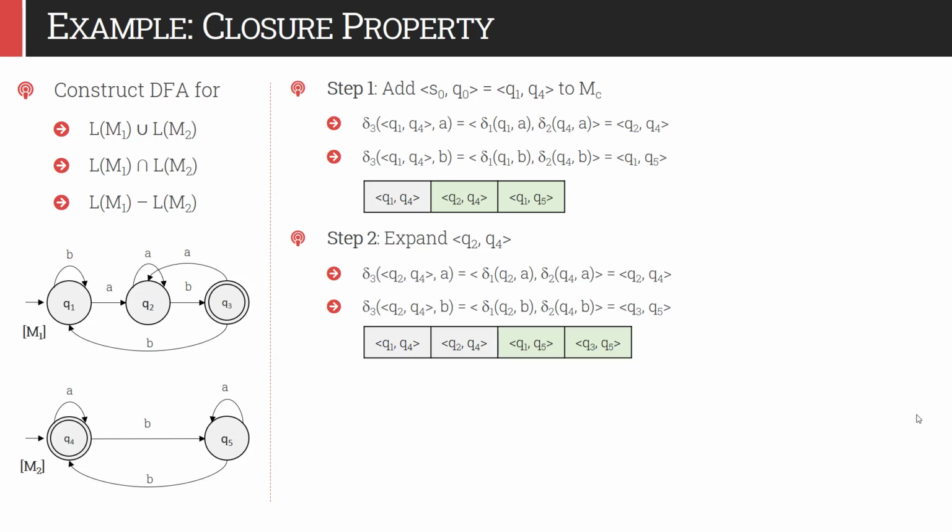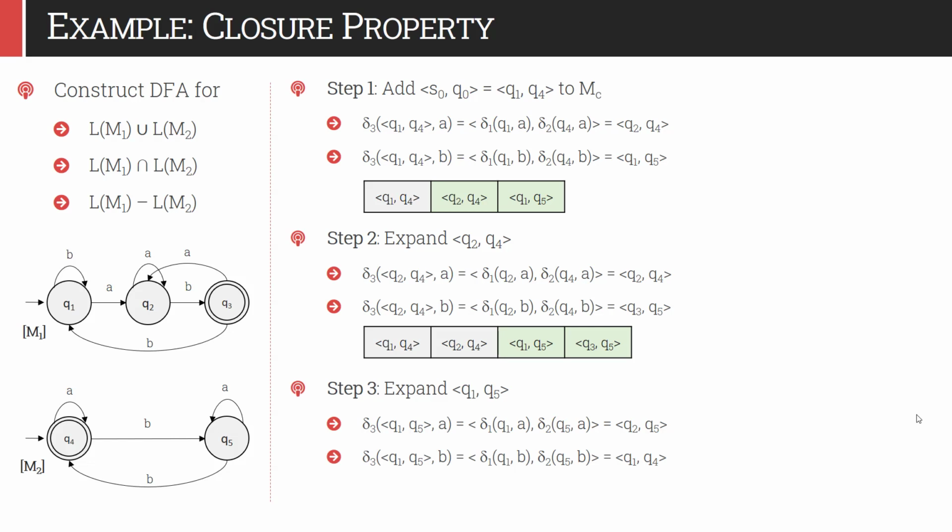Q2 Q4 is processed. Now we will pick up Q1 Q5 and expand it. So we will apply the delta transitions for input A and B. When we apply it for A, it generates Q2 Q5, which is a new state. So we need to add it into the Q. And when we apply B transition, it produces Q1 Q4, which is already there. That state is already in the Q. So we only have to insert Q2 Q5 into the Q. And Q1 Q4, Q2 Q4 and Q1 Q5 states are already expanded.